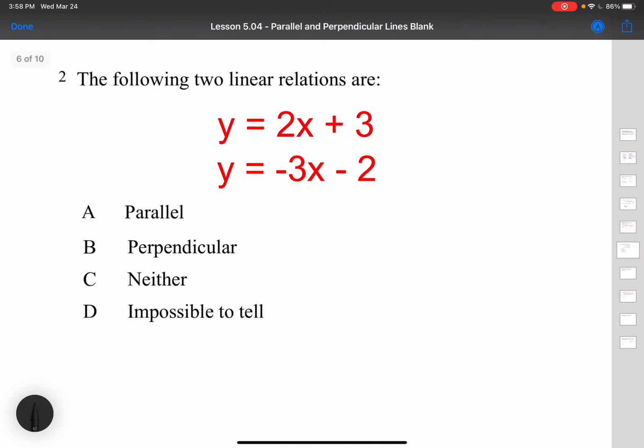All right, here's a quick question to test yourself with. Let's go through it. Are these two lines parallel, perpendicular, neither, or impossible to tell?